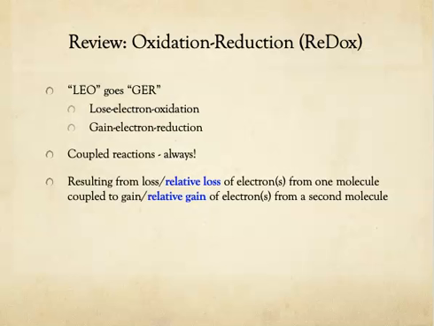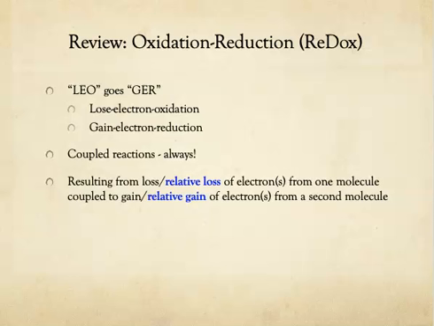And that's why we use these mnemonic devices, these memory devices, to help us remember. The mnemonic device that I use is Leo goes grr. Leo stands for lose electron, oxidation. Grr stands for gain electron, reduction. So what is losing the electron or electrons is what's being oxidized, and what's gaining the electron or electrons is being reduced. Remember though, as I said a moment ago, sometimes this is an actual loss, an actual gain of electrons. Sometimes this is a transfer of electrons. But other times, it's a relative loss, a relative gain.